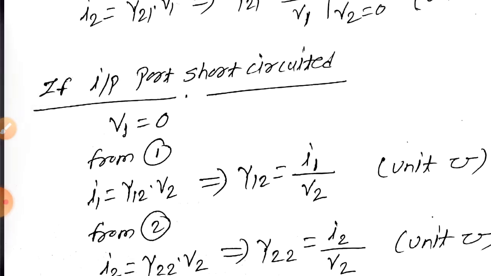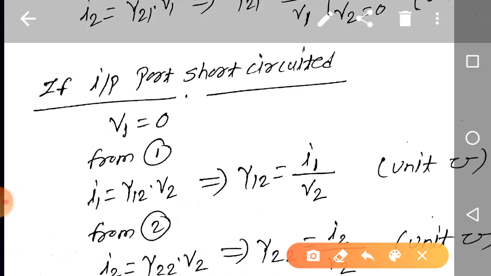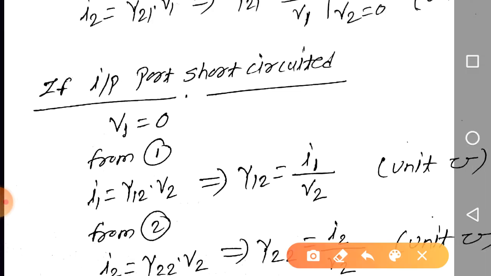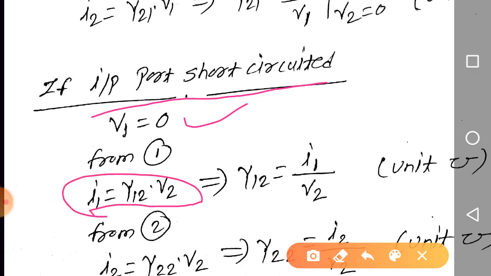Next, for finding the values of Y12 and Y22, we need to short circuit the input port. If the input port is short circuited, V1 is equal to 0. So from equation 1 we can write I1 is equal to Y12 into V2, because if we put V1 equal to 0, the term Y11 into 0 becomes 0. So Y12 is I1 by V2. It is a ratio of current to voltage.